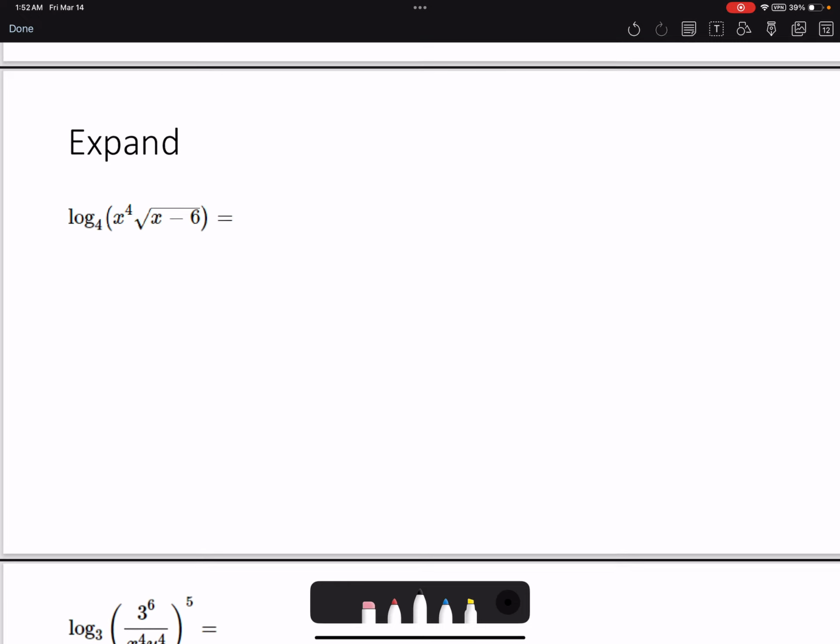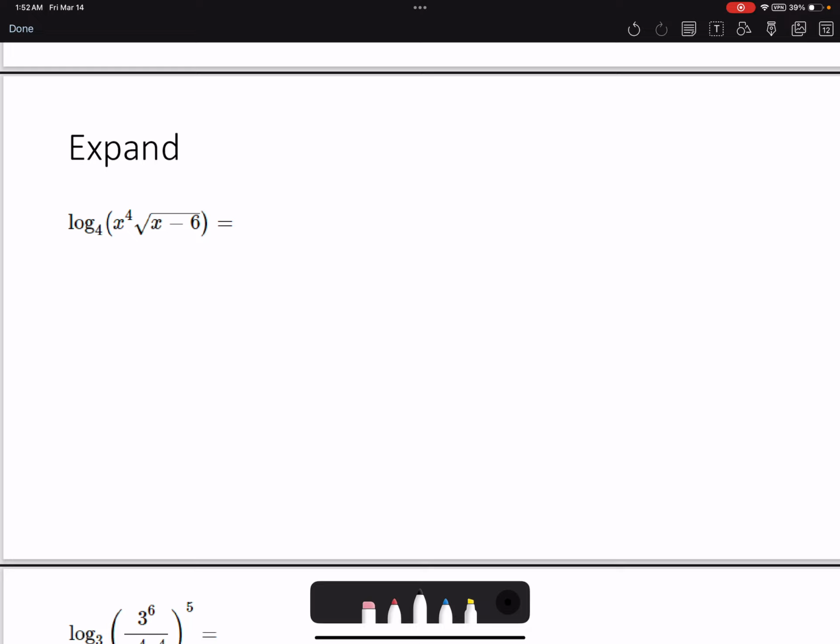So now we're going to put those to use and we're going to expand a couple of expressions. So I'd like you to pause the video and try this because this is a skill that is important to have, but you're expanding this out as much as you can. So pause this, come back and see how you did.